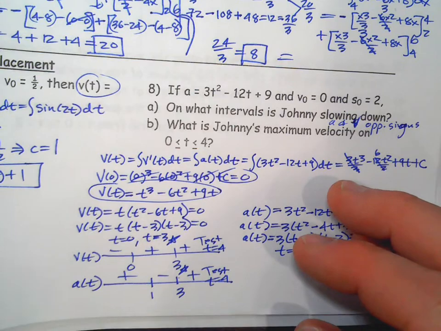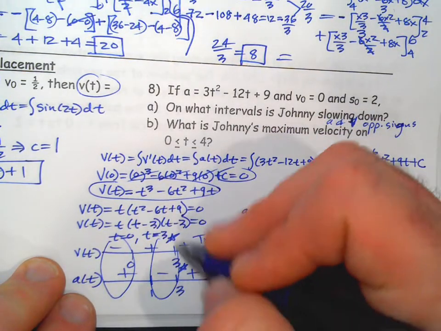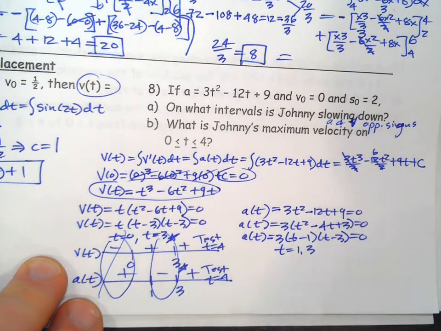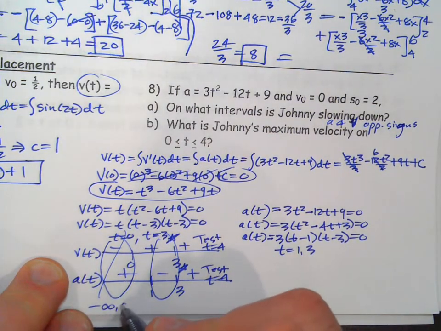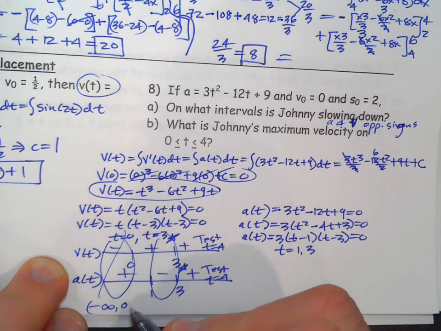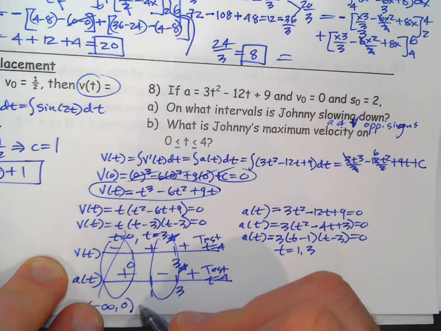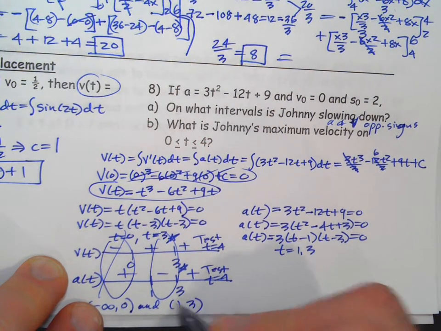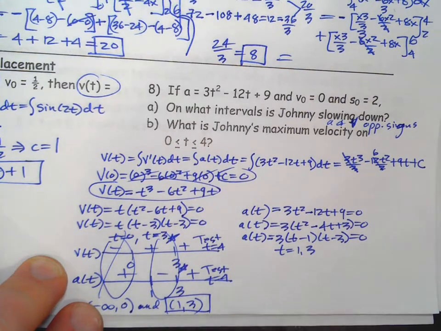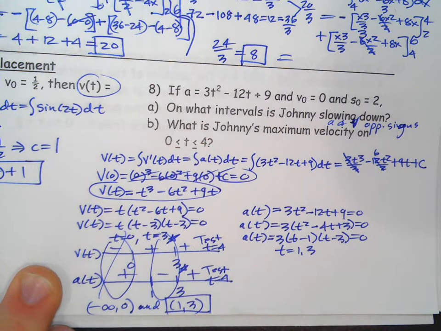We also don't want to include negative time for our final answer. So it's slowing down when they have opposite signs, which is going to be here and here, but we're not going to include that in our final answer, right? So, I mean, you could say negative infinity to 0, and 1 to 3, but we're just going to go with 1 to 3. And I don't think there's any units on this problem. So, that's how you do speed up slowing down.